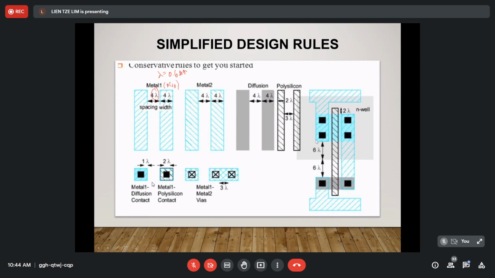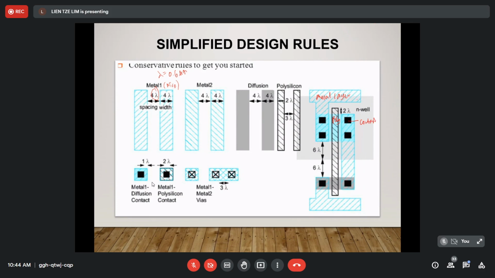This is a layout design of a CMOS inverter. Based on this, you will know that this is a metal layer. This is a polysilicon. This is a contact.